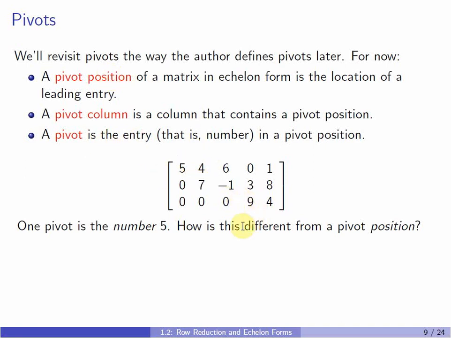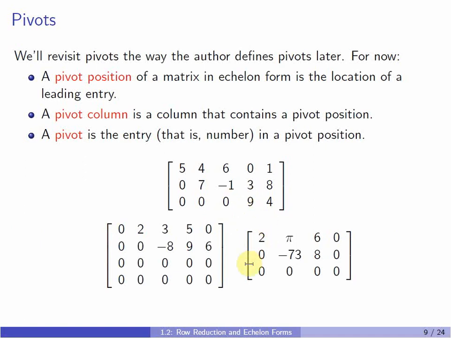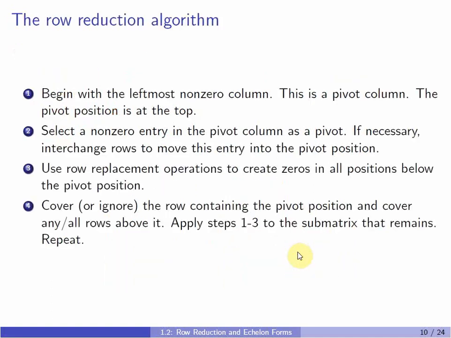Those are the numbers. Okay, let's take a look at these other matrices. We have this location as pivot positions. This column and this column are pivot columns, and the number 2 and the number -8 are pivots. In this matrix here, also in echelon form, here's a pivot position. This is the location of a pivot position. Again, I'm not saying the number -73. The number -73 and the number 2, those are pivots. And then pivot columns, right here, the first column and the second column.